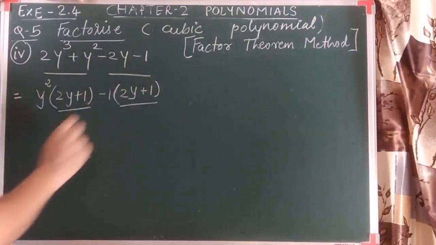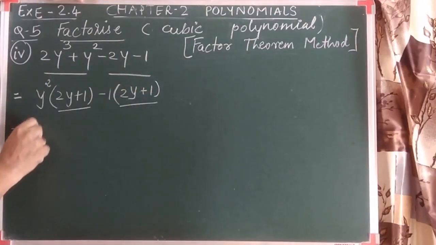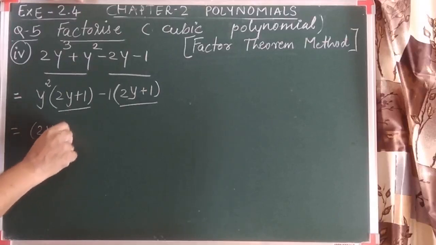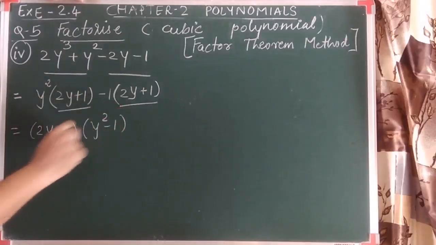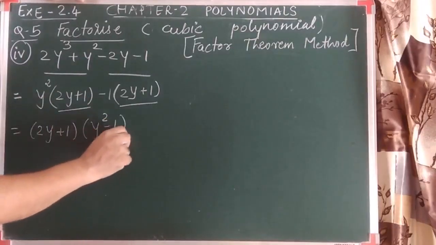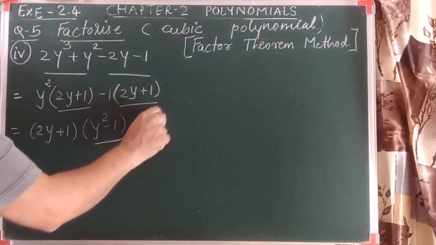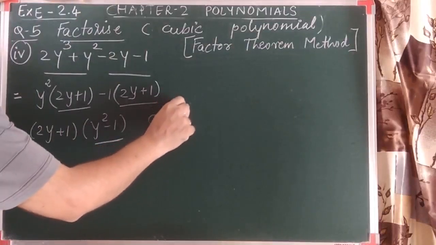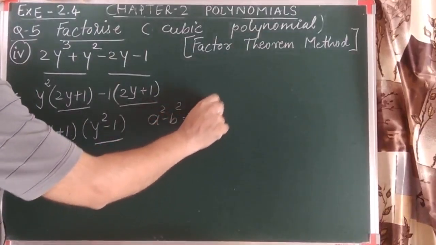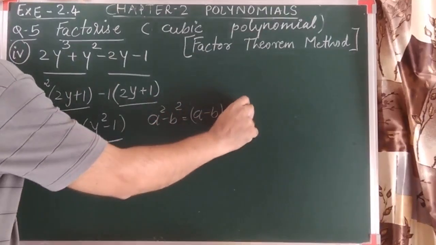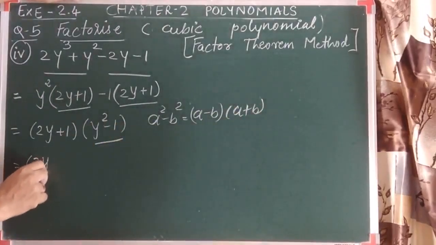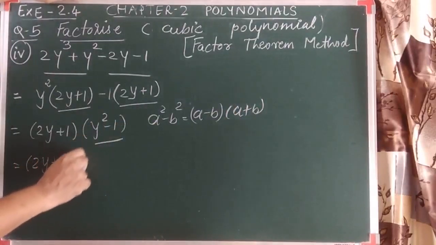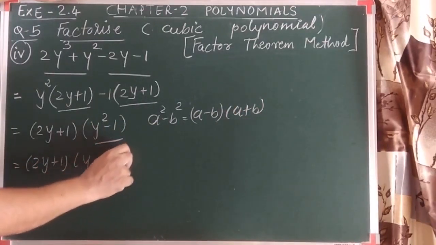You can see both the brackets are the same. So let's take that common out. What remains in the second bracket is y square minus 1. Now recall the identity we did for this: a square minus b square, so the factors are a minus b and a plus b. So we'll write the factors of y square minus 1 in the same way. The factors are y minus 1 and y plus 1.